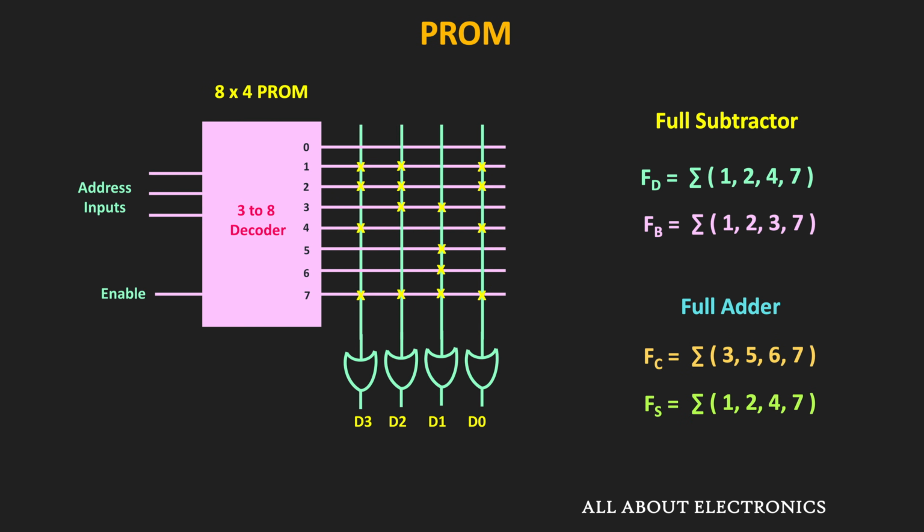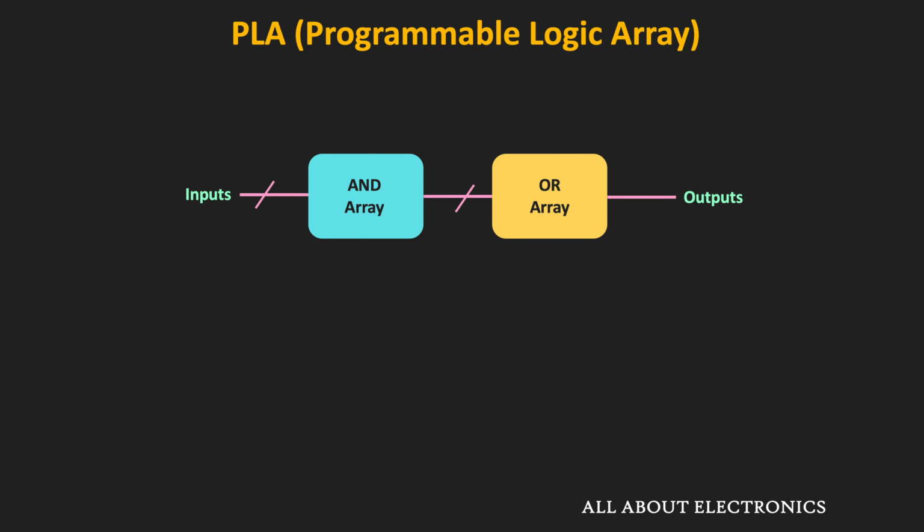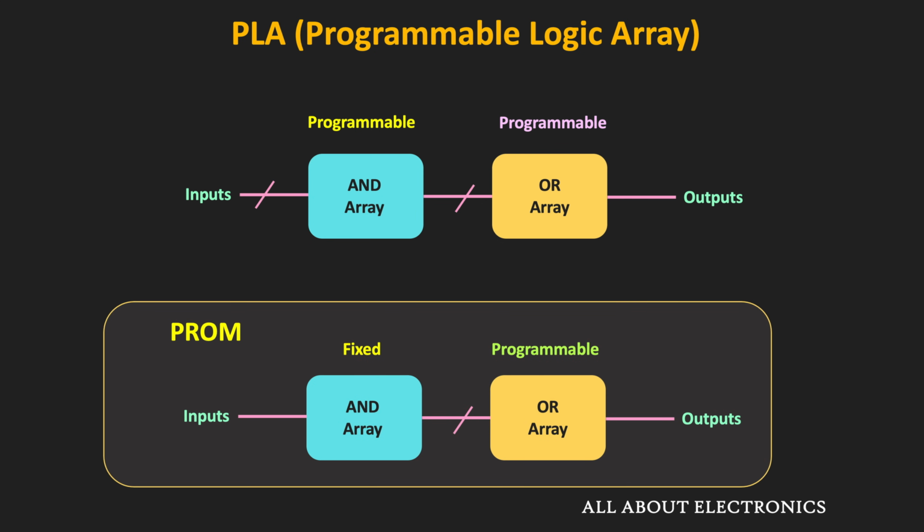That means in certain applications, to effectively utilize the available hardware resources, other programmable logic devices like the PAL and the PLA are used. So in this video, let us learn about the PLA. PLA stands for Programmable Logic Array. In this PLA, both the AND array and the OR array are programmable. In the PROM we have seen that the AND array was fixed, while the OR array was programmable. But in this case, both the arrays are programmable.